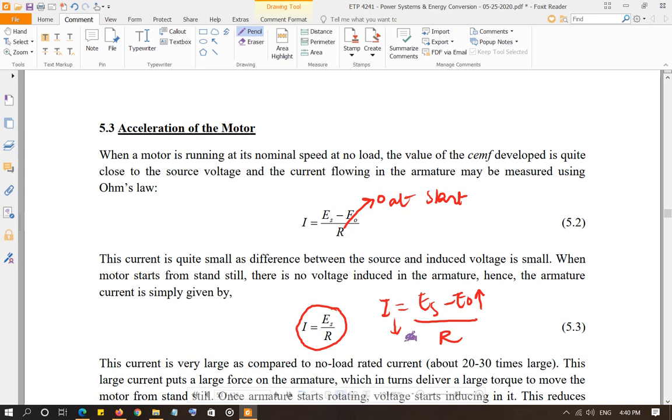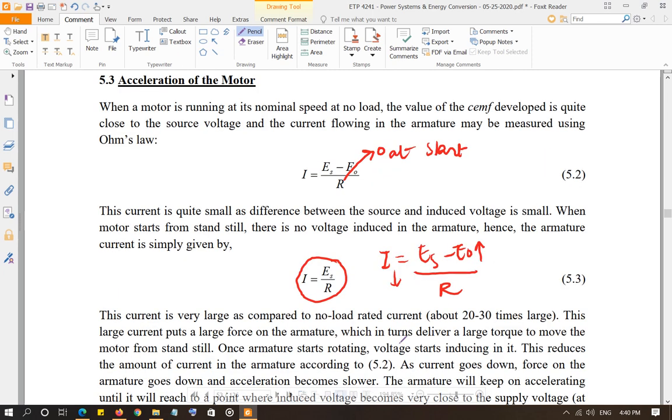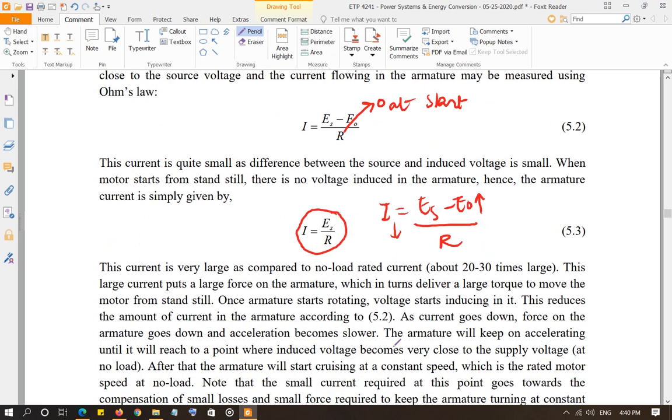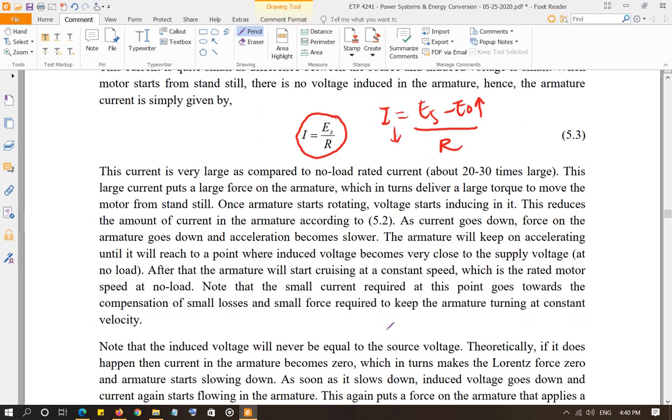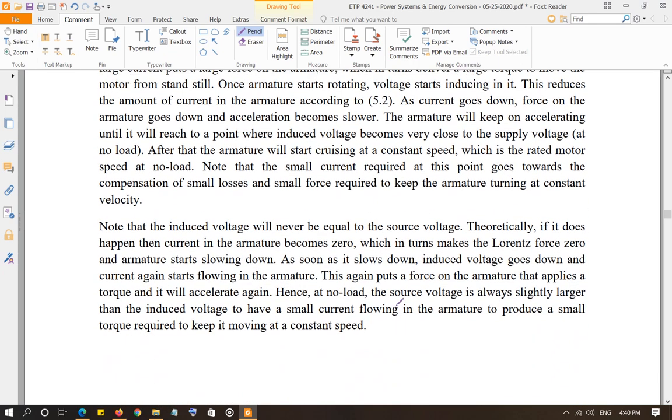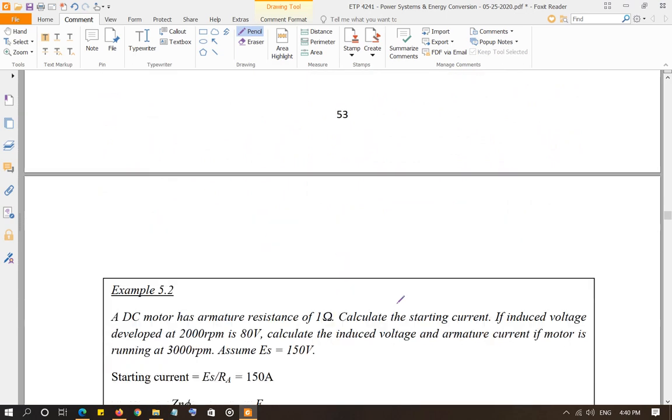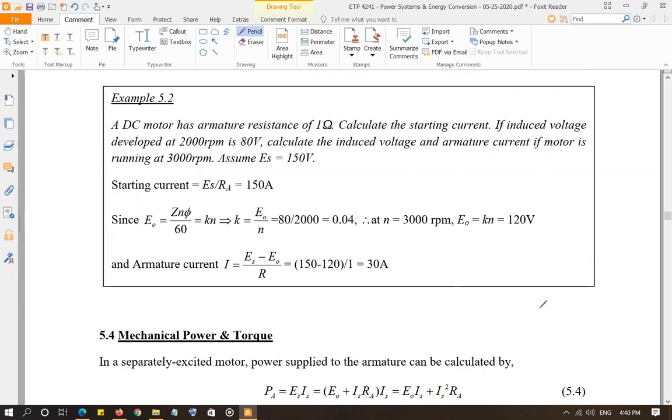So at no load, ES and E naught are very close to each other. There is a small current flowing in the armature, which is enough to produce a small Lorentz force that will keep the armature cruising. So that's how a motor accelerates up to a point where it is no longer accelerating and it starts cruising. At that time, E naught and ES are very close to each other, and there's a small current flowing in the armature to establish a small Lorentz force. Check out example 5.2.